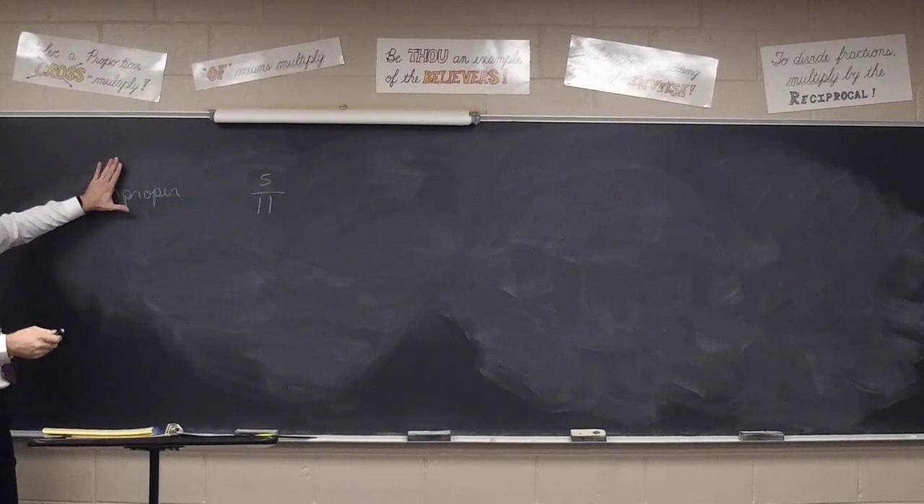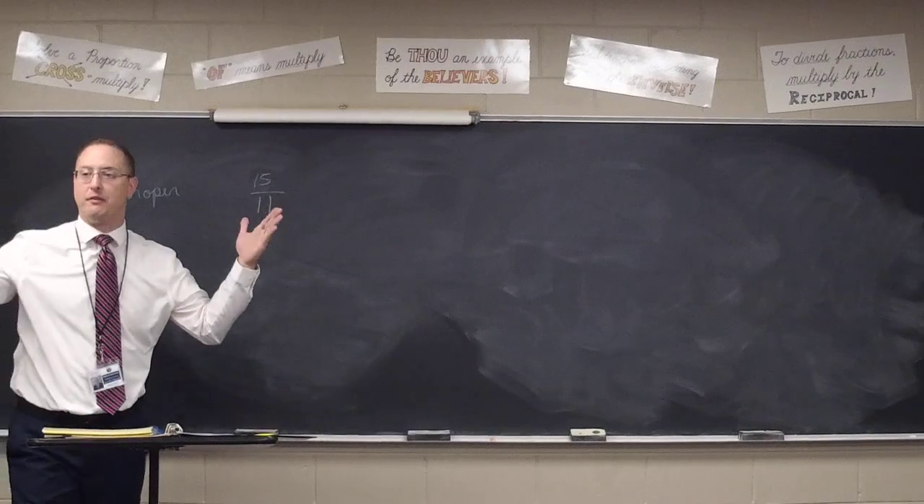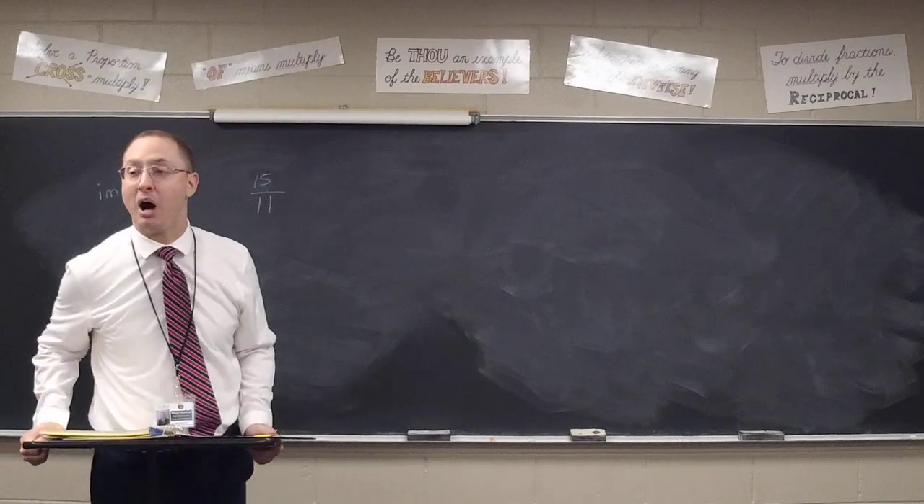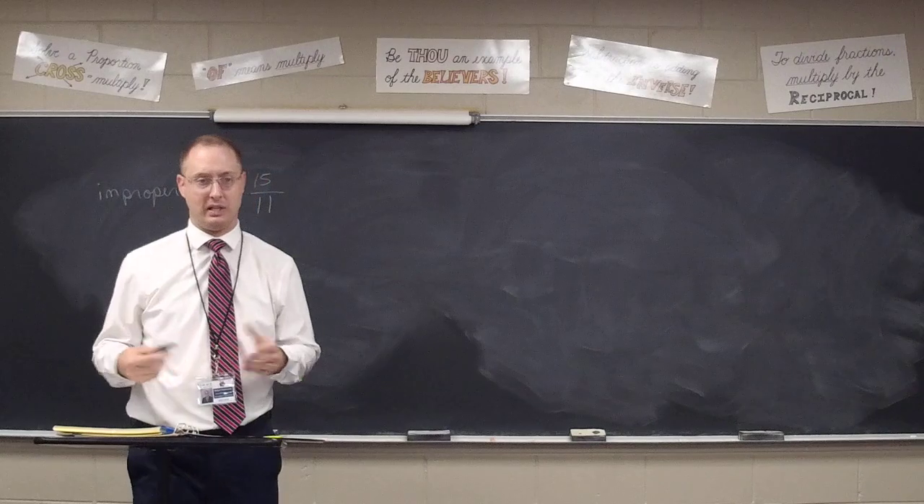5 out of 11 would be proper. If you had 15 out of 11, that's improper. Basically, the numerator, if it's bigger than the denominator, it's improper. Now you might be saying, isn't that impossible? Well, not necessarily. Again, a typical pizza gets cut into how many slices?